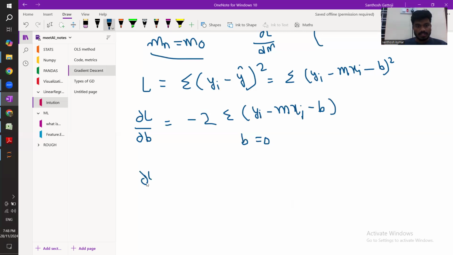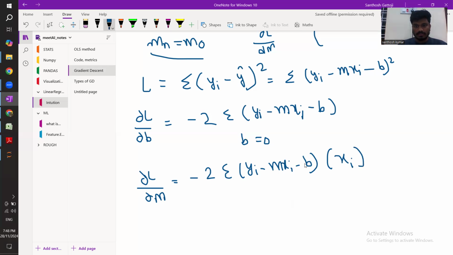Similarly, if you do dou L by dou m, it will be minus 2 into summation of yi minus m xi minus b into, internally again you need to do these derivatives. So this will be 0 and this will be xi. Okay, so it will be xi and this will be 0. And now if you put the initializing value of m equal to 1, then you need to put the value of 1 over here. So now these are the values of dou L by dou b and dou L by dou m.